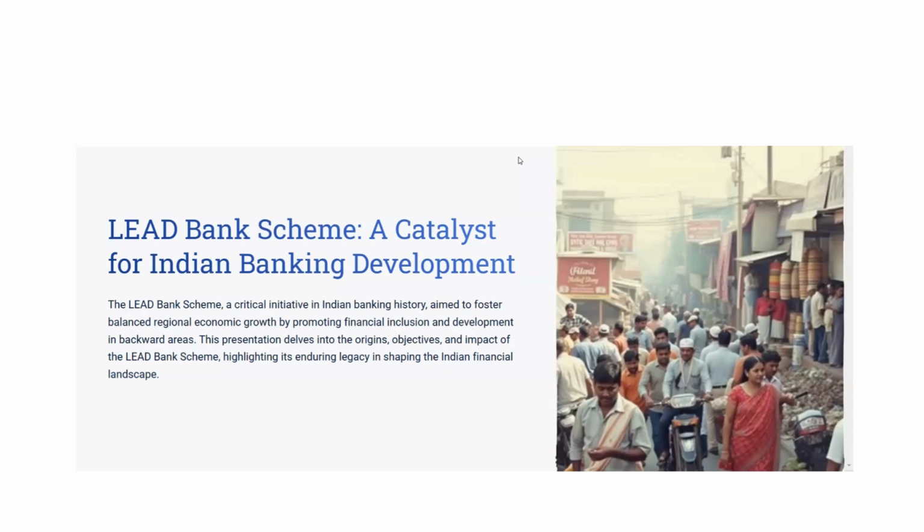So today we are going to discuss how it originated, its objectives, and the impact of the lead bank scheme. It highlights its enduring legacy in shaping the Indian financial landscape, which we see today.